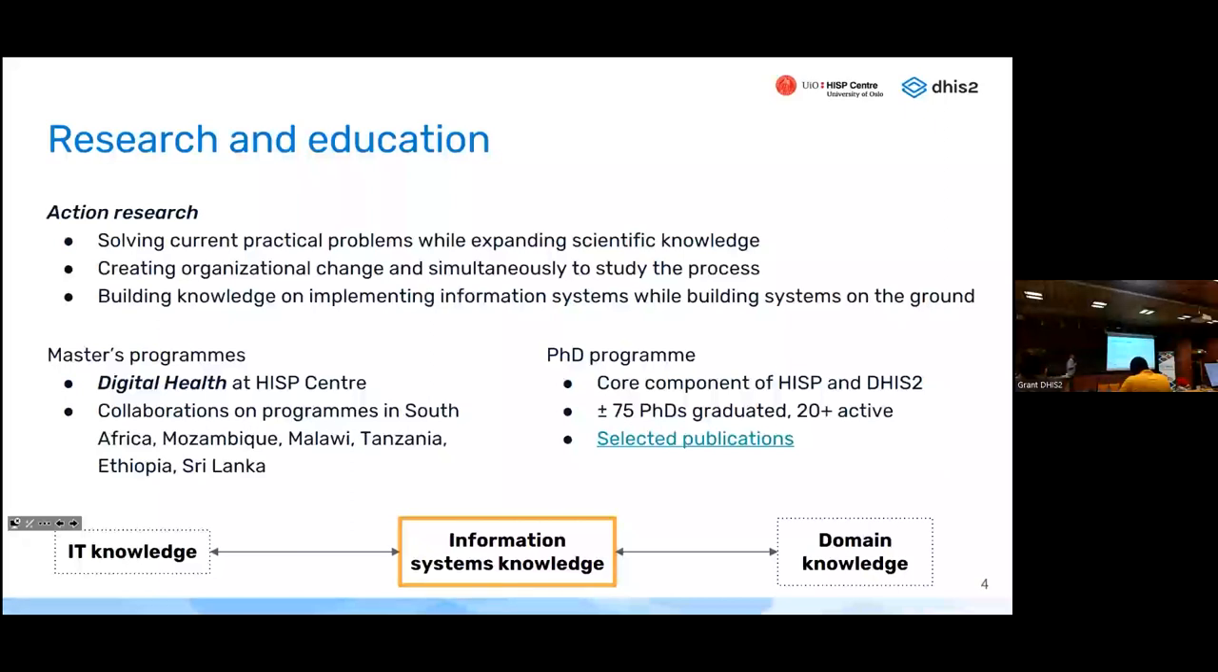Concretely, as HISP, we have master programs and a PhD program. In terms of master programs, we have a quite new thing here at the university, the HISP Center, where we started a new master's program on digital health last year. Previously we've been part of the information systems research group more generally, but now we have a dedicated master program on digital health. But we also have collaborations with universities in South Africa, Mozambique, Malawi, Tanzania, Ethiopia, Sri Lanka, educating master students in information system topics, enabling them to become the people who support implementations in the long run.